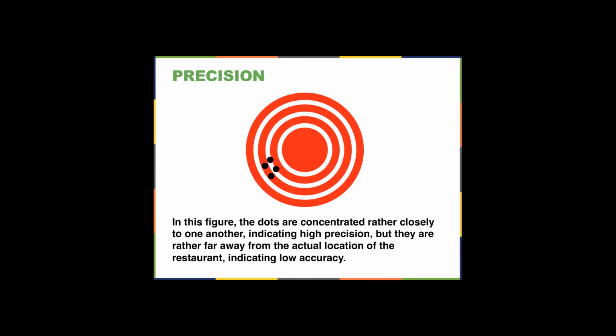So here's an example of a precise measurement that's inaccurate. You see here that the dots are concentrated very close to each other. So repeated measurements or repeated actions that are very close to each other, that is highly precise, or has a high precision. However, they're not very close to the bullseye, and so the accuracy is low.